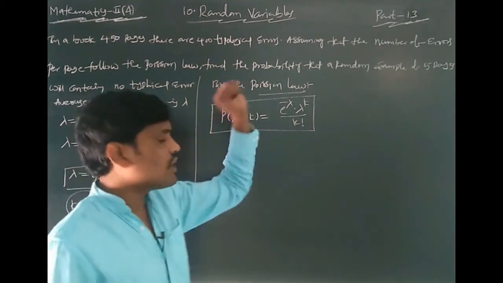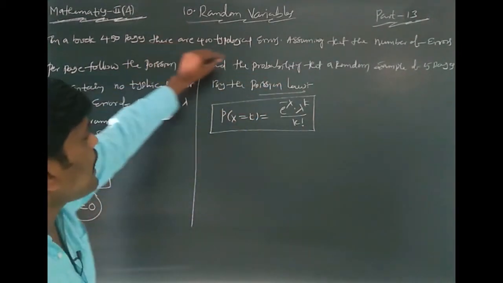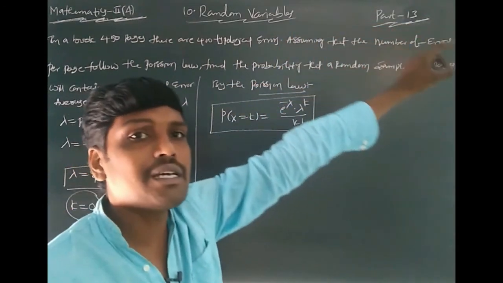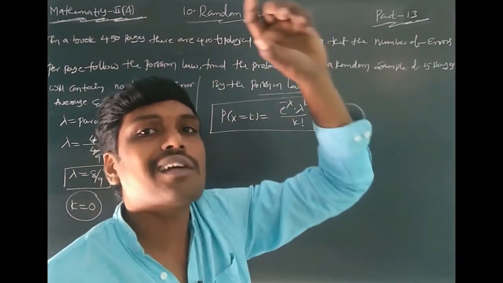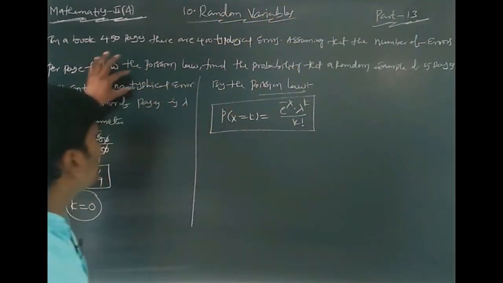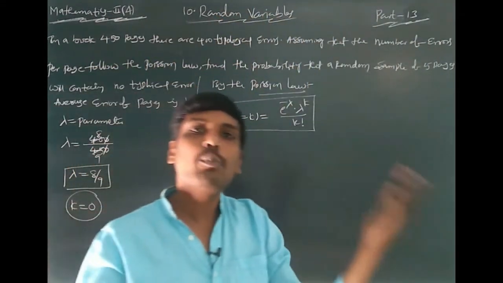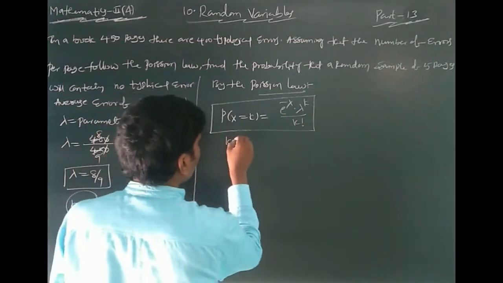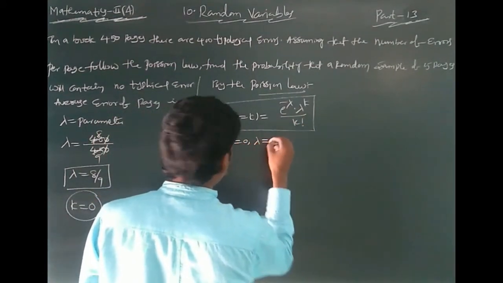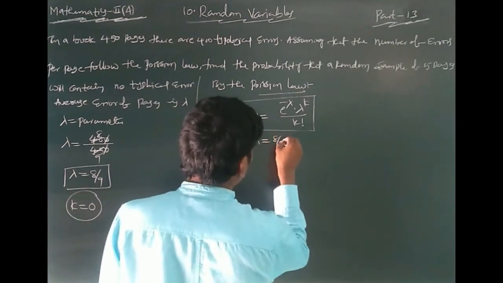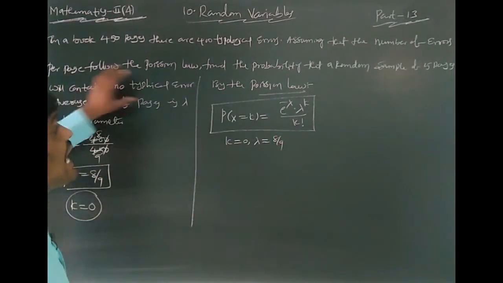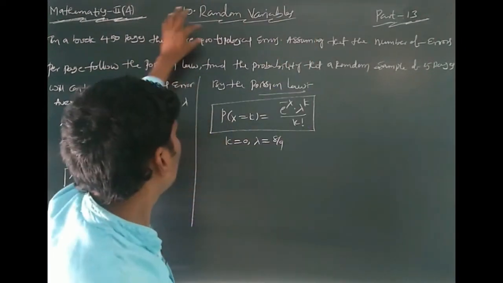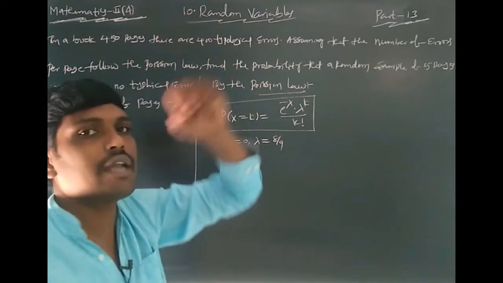In this formula, the probability that a random sample of 5 pages, you have to take 5 pages, has no typological error. Here the k value is 0, and the lambda value is 8 by 9. This lambda is the average typological error of the pages. Here total 450 pages, and 400 are typological errors.